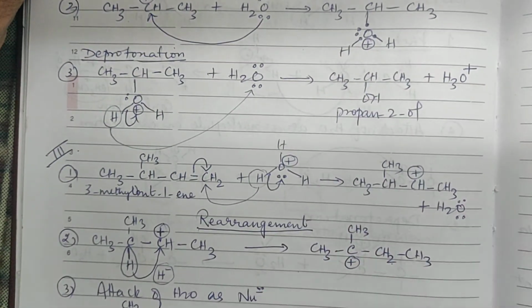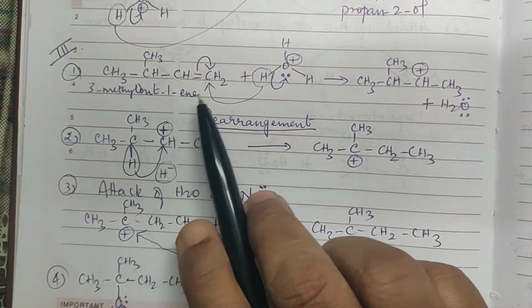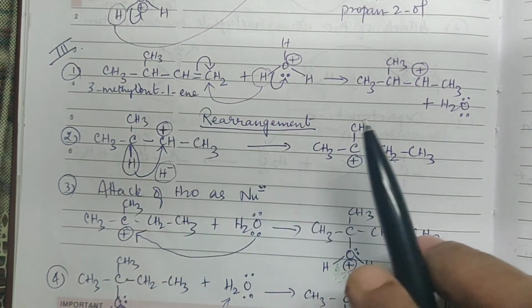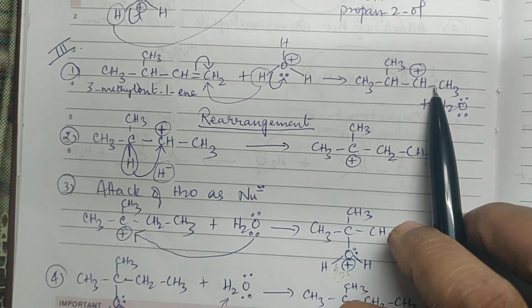Now there is another category wherein you have the double bond here and a carbocation is formed. Okay, the first step is clear to you. Carbocation is formed.